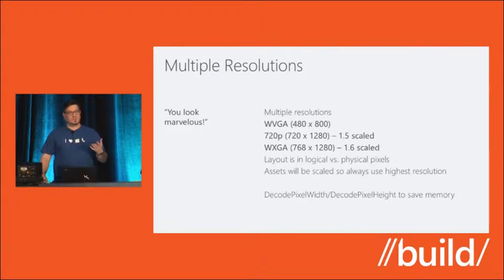So if you take an image that's, say, 50 pixels on a WVGA device, and you take it to a WXGA device, it's going to stretch those 50 pixels to fit into that space. You're going to lose some fidelity. I have another slide that makes it a little bit more clear.